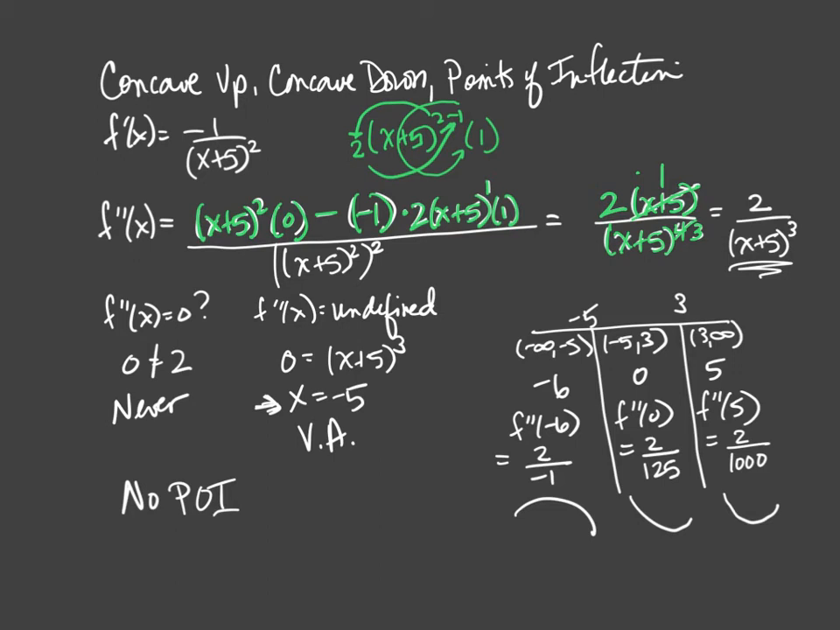I go through the same process. Where is this second derivative equal to 0? That would be when the numerator is 0, and that never happens. Where is the second derivative undefined? That would be when the denominator is 0, and that is at x equals negative 5, which is the vertical asymptote. So I have no values that make the second derivative 0 or undefined that are in the domain of my function. So since there aren't any, that means no points of inflection.